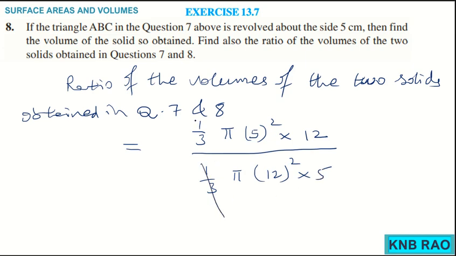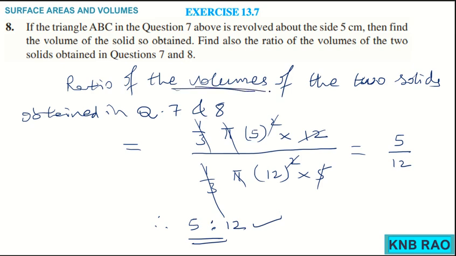Now, the 1/3 is common and pi is common, so they cancel away. Here, 12 cancels with 12 in the denominator, and 5 in the denominator cancels with 5 in the numerator. So what is left over is 5/12. Thus, 5:12 is the ratio of the volumes of the two solids obtained in question number 7 and 8. Okay, this is how we answer this question.